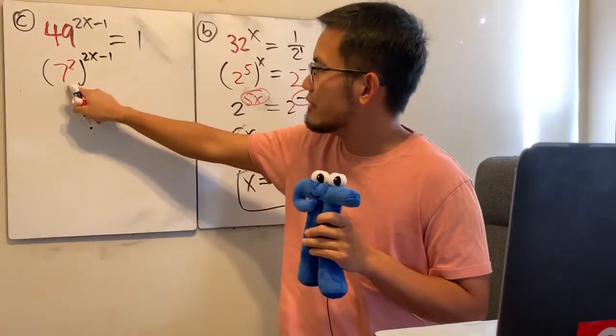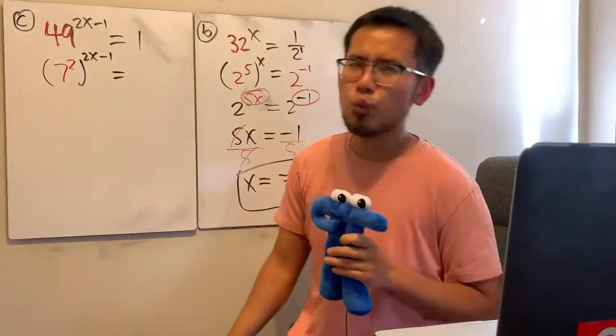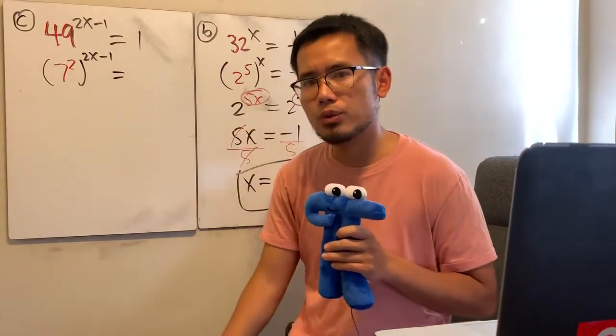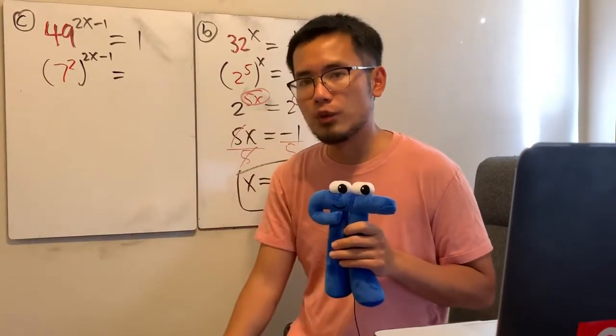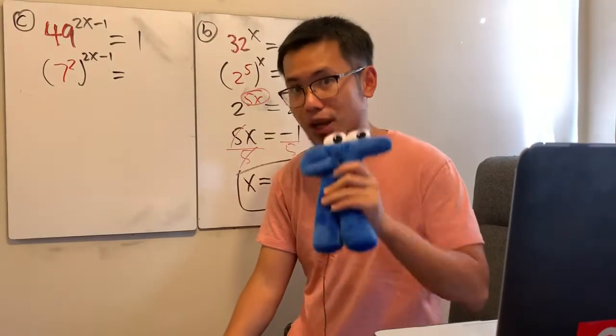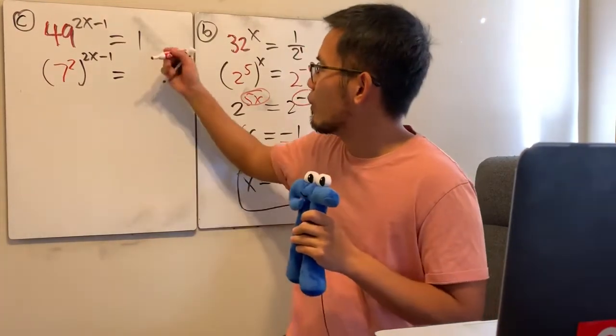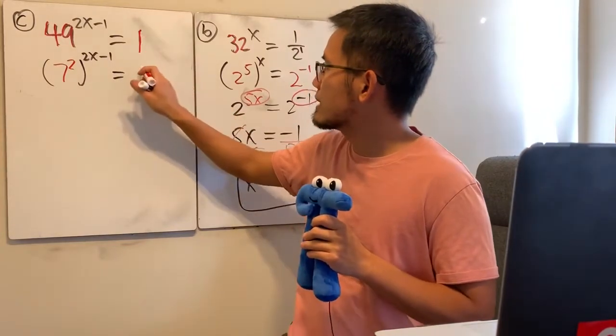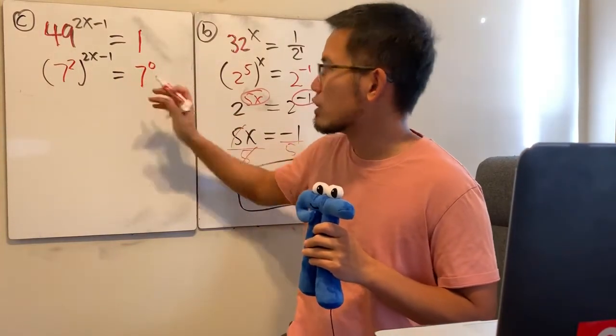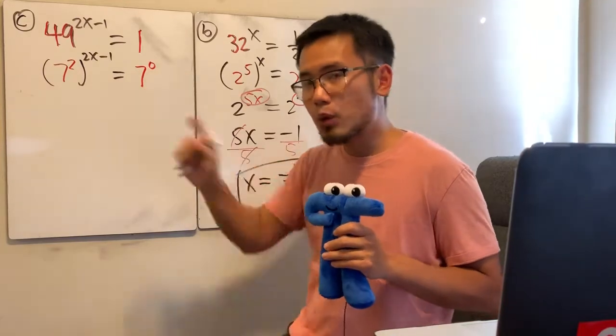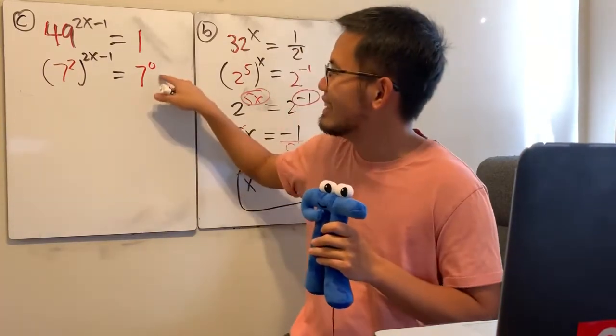Well, I'm using 7 here, but here we have 1. So, what can we do? 7 to what power will give you 1? There's only one answer for that. It's not 1, the answer is 0. When you get 1, it's just that when you have 7 to the 0th power. Remember, the 0th power will give you 1, right?